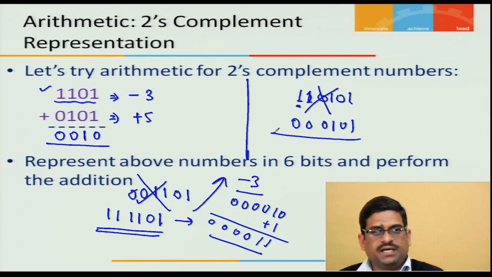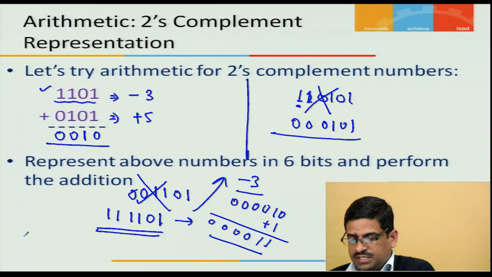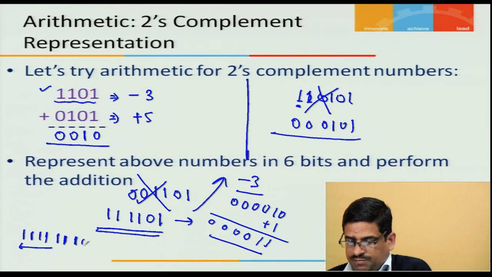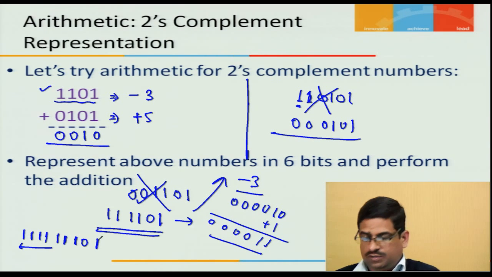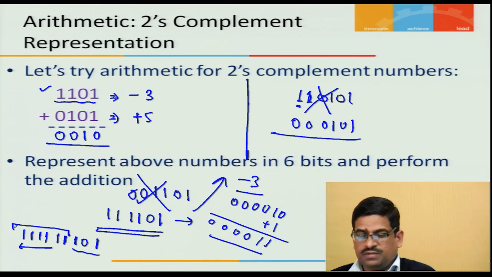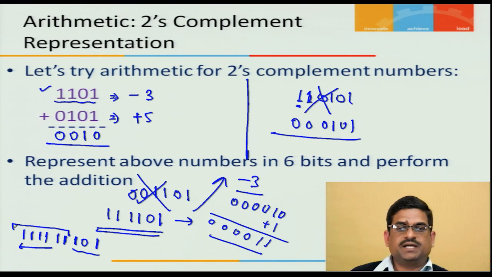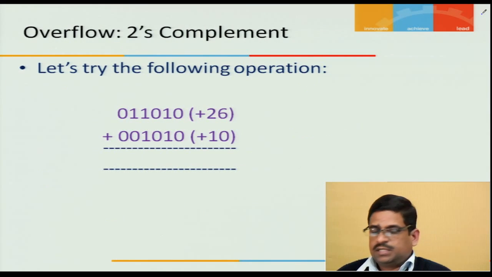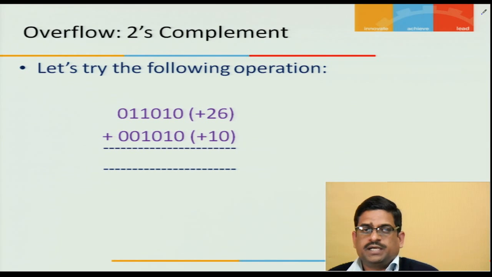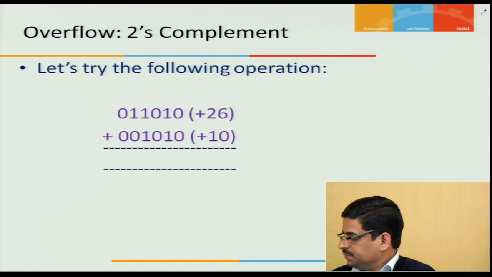Same thing if you have to represent minus 3 in 8 bits: you will add 5 extra ones, replicating the sign bit. The minimum number of bits required to represent minus 3 is 3 only; the rest of the bits are replication only. Usually, as I said, computers represent numbers in 8 bits or 16 bits, so the additional bits can be appended by replicating the sign bit to represent 2's complement numbers.